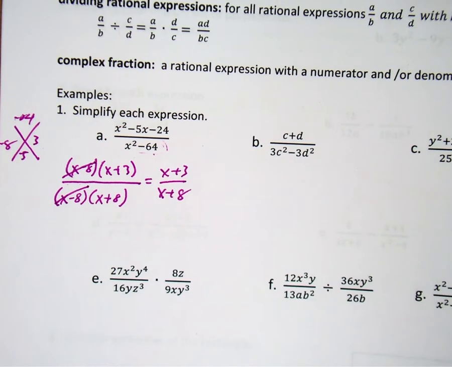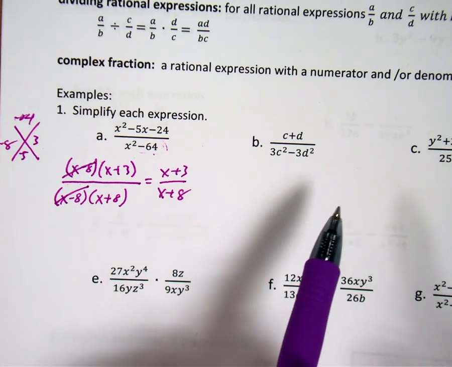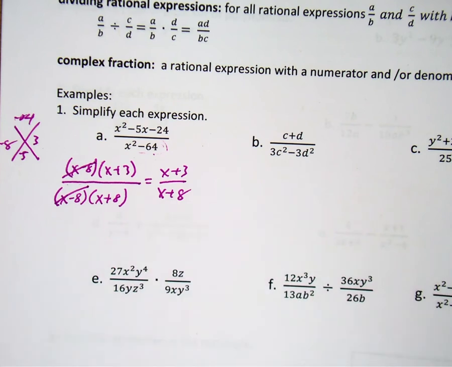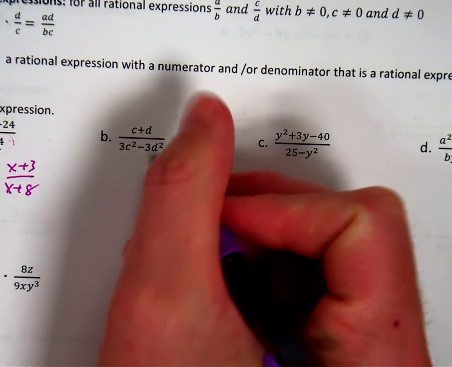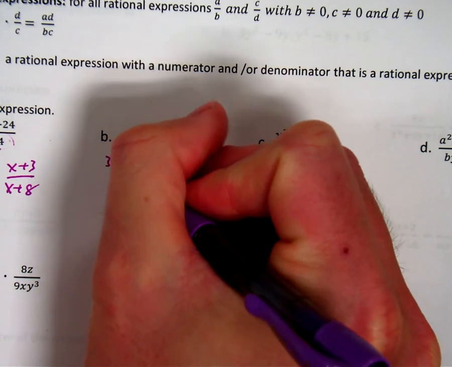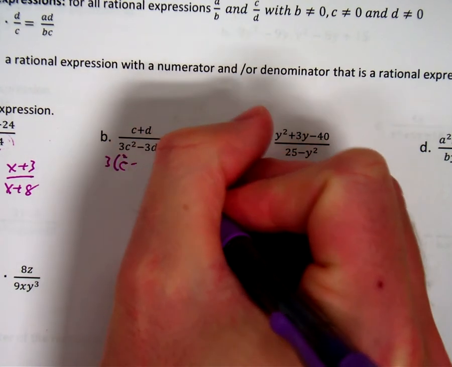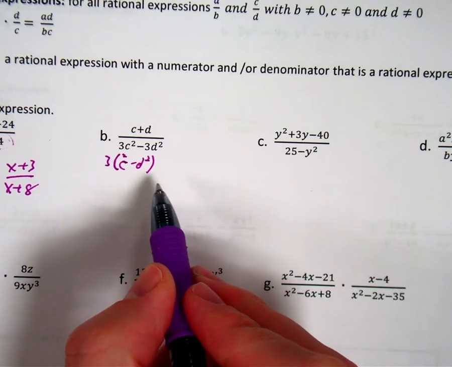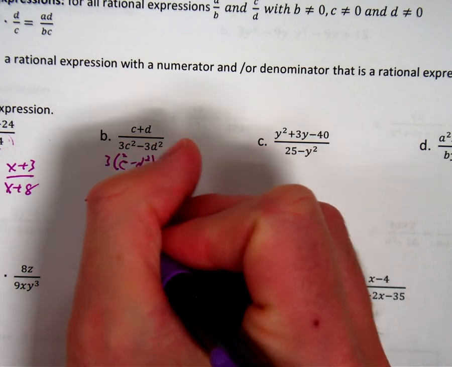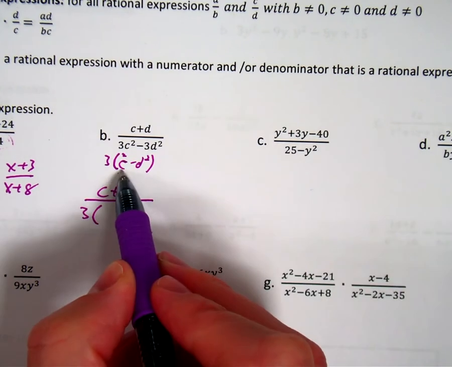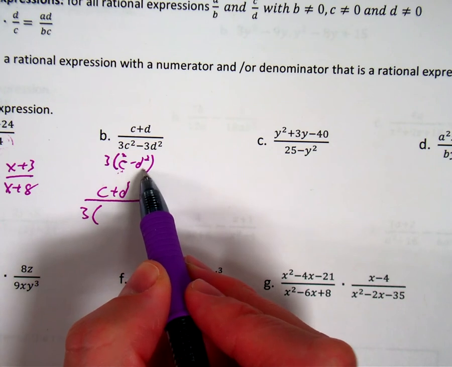B is pretty close, relatively similar to A. Why don't you push pause here and give yourself a second to get that one started. All right, welcome back. Pretty close to A. We can take out 3 from both terms on the bottom, so we have 3 times c squared minus d squared, and again that's a difference of squares. The top has c plus d, and the bottom has 3 times c plus d, c minus d.